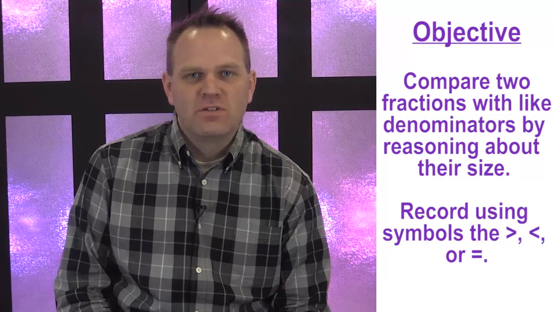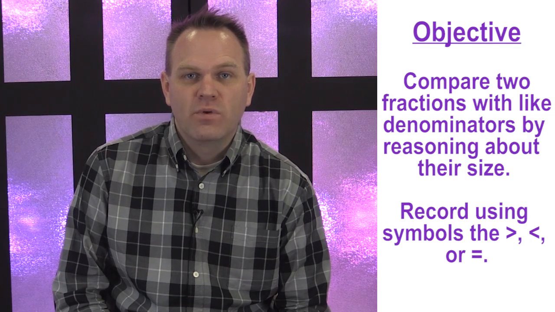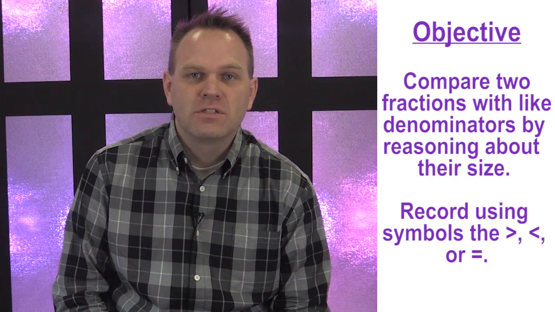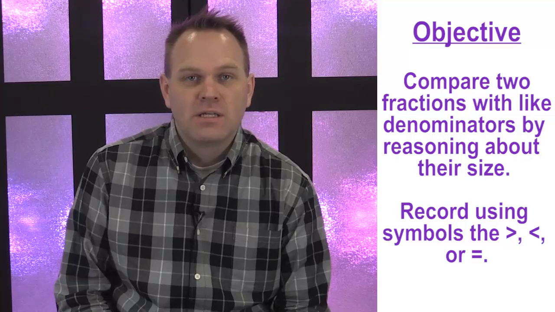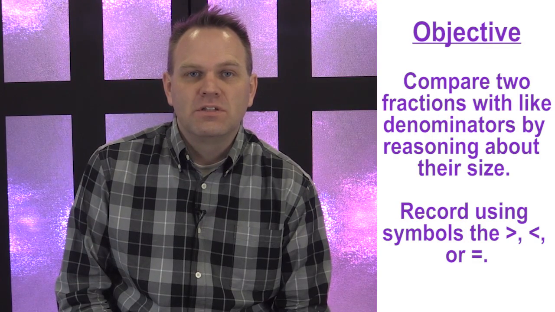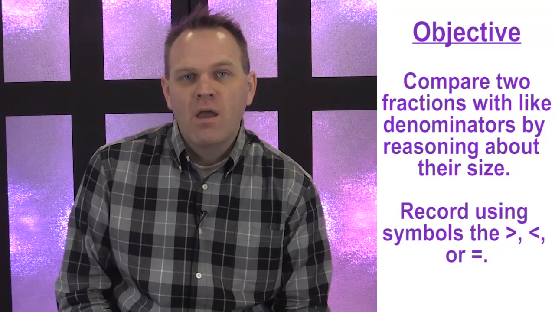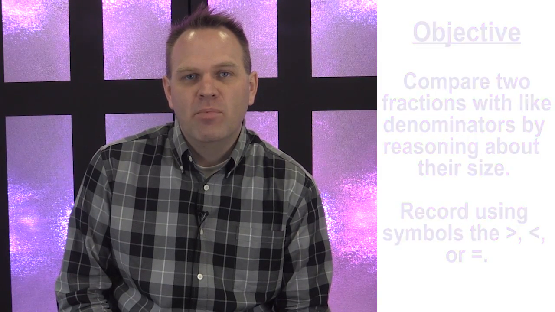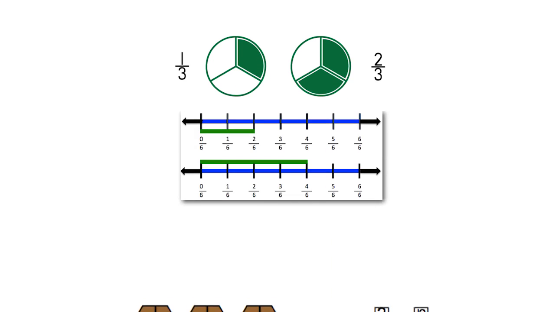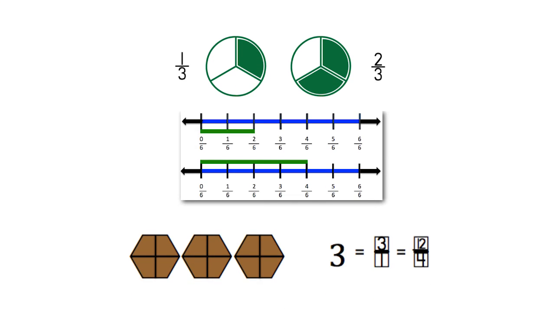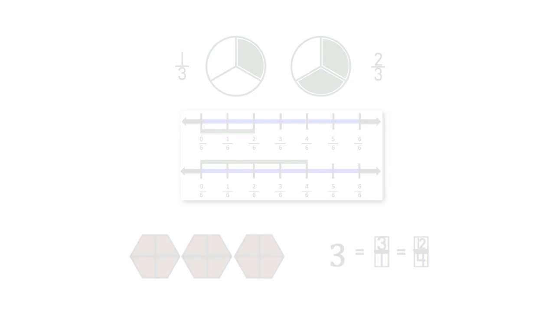In this lesson, students will be able to compare two fractions with like denominators using models and reason about their size. They will be able to record the results using greater than, less than, or equal to symbols. Prior to this lesson, students have had practice comparing fractions with the same denominators and creating their own rule to reason about the sizes of the fractions. Students need to learn reasoning about the size of each fraction as they compare them.